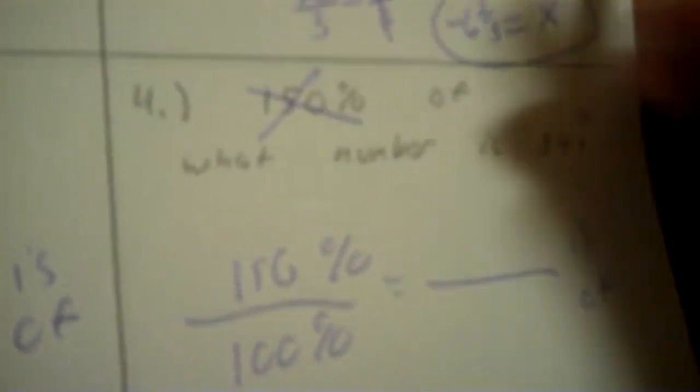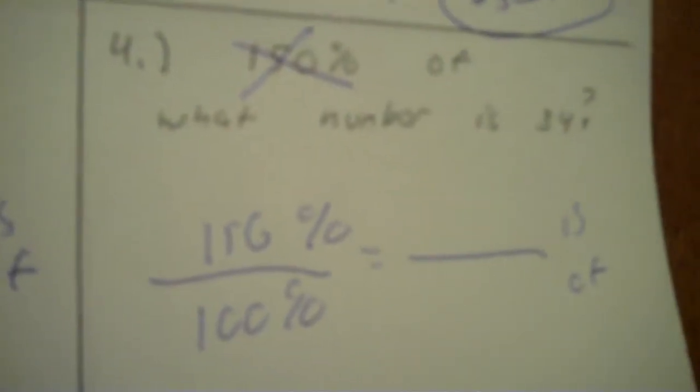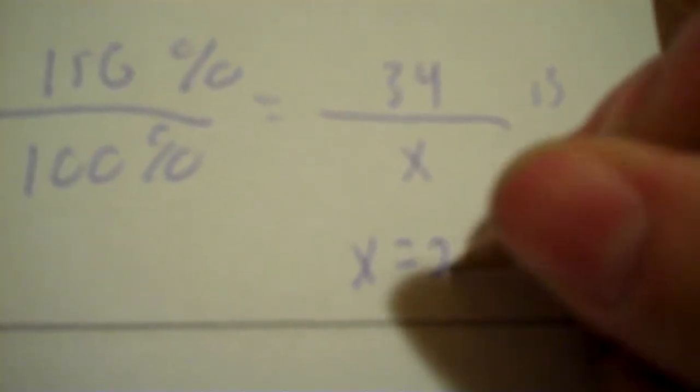Cross out the 150 after you place it. After of, it says what number, so that means we don't know the of, and then 34. So I can find the product of 100 and 34. 100 times 34, 3,400. That's equal to 150 times x, so divide by 150. If you don't like that answer, you can go second PRB equals B, 22 2/3.